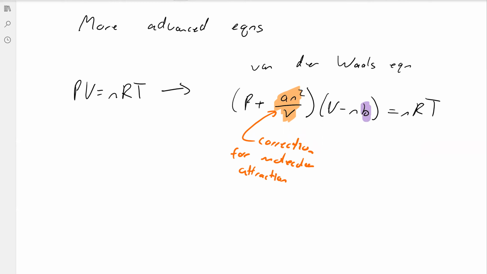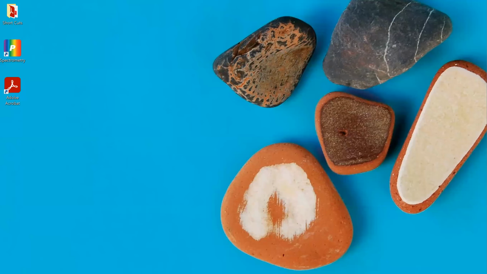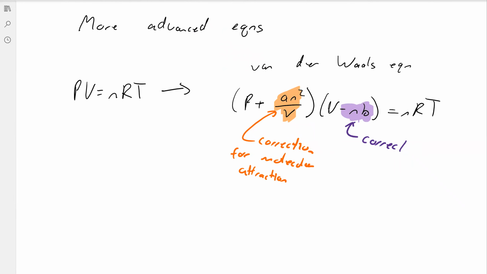And then same thing, this b right here, and really this minus nb is a correction for the volume of the molecule. And there are other advanced equations out there. The downside is, right, they're more complex equations, and it's harder to use, right?